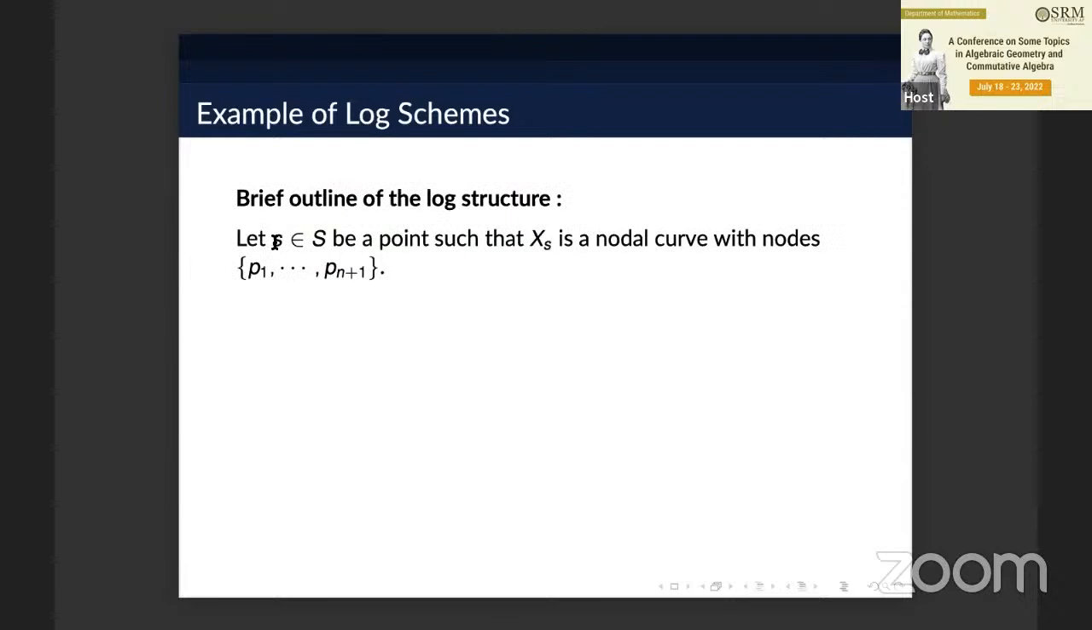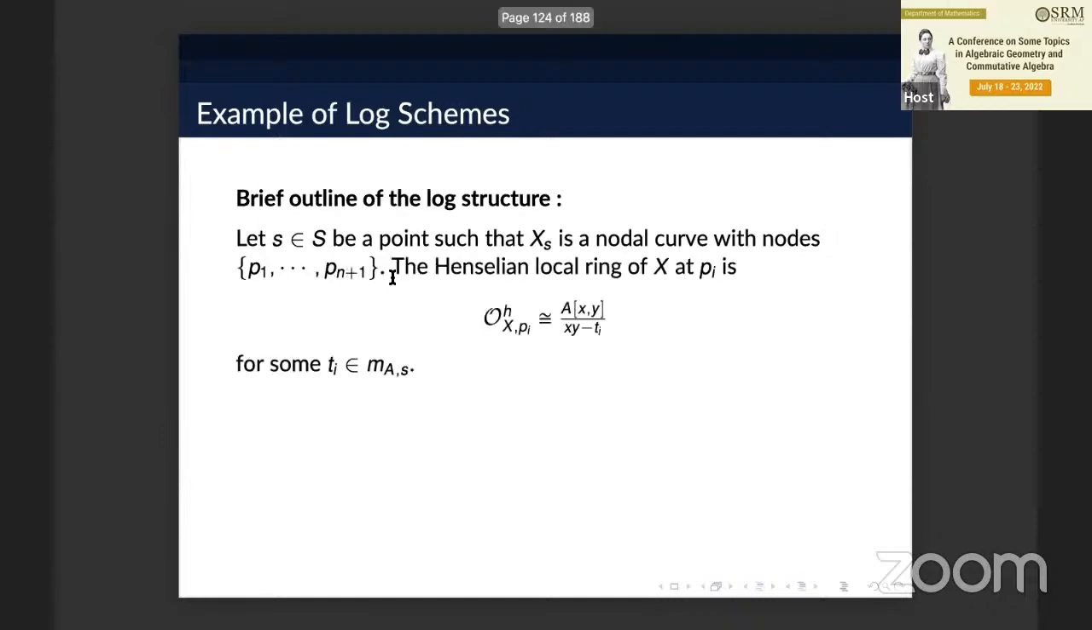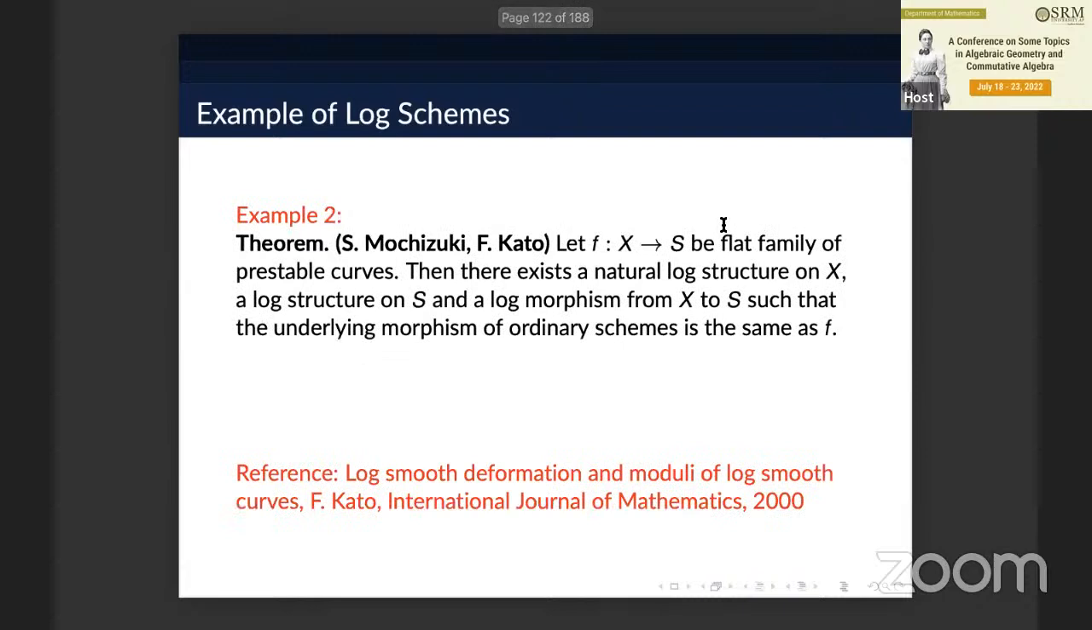So let s be a point such that X_s, the fiber of this map, is a nodal curve with nodes p1, p2, ..., p_{n+1}. The Henselian local ring of the total family. Sorry? Previous page. Yeah. So this S is the spec of a DVR or any variety? Any variety. Yeah, any variety. In fact, you can take S to be spec of C also, like a single point.